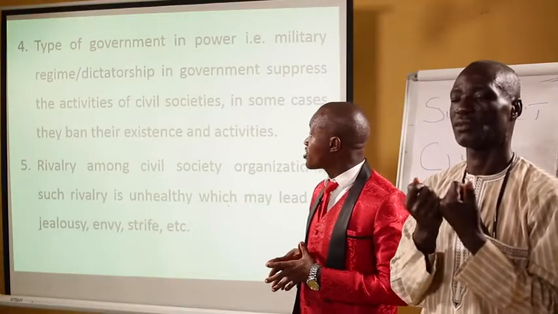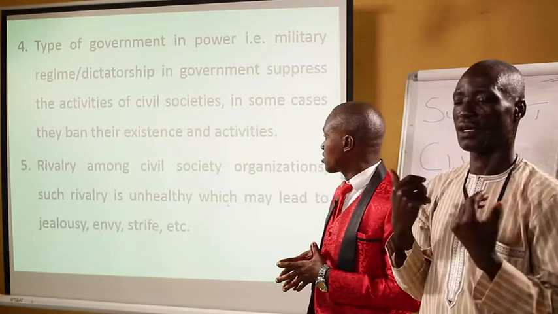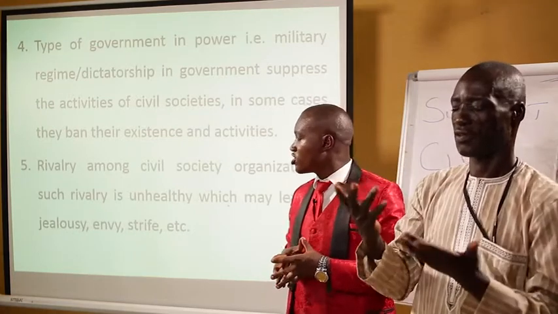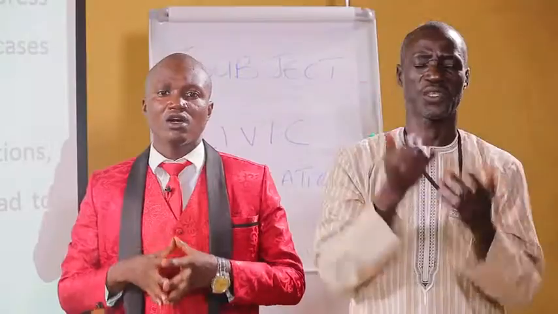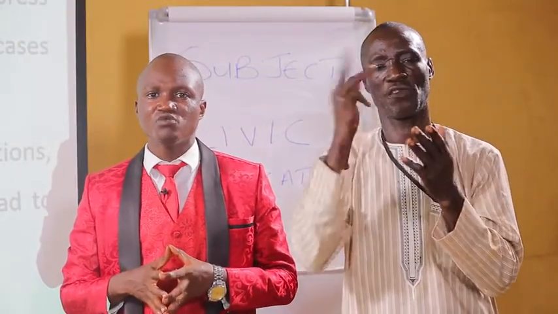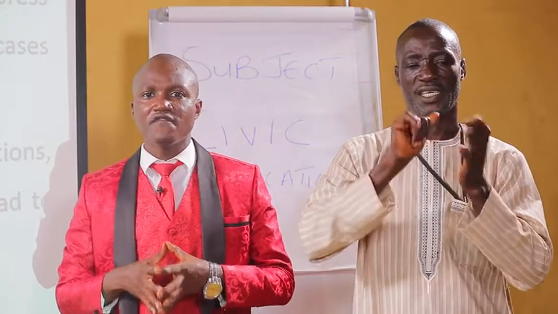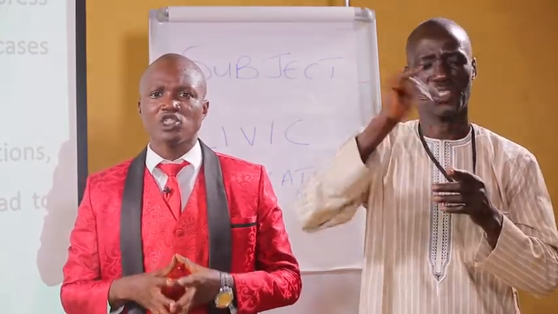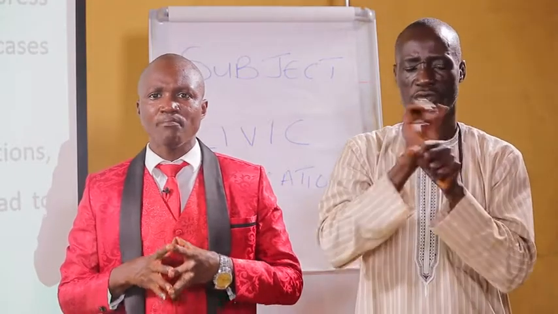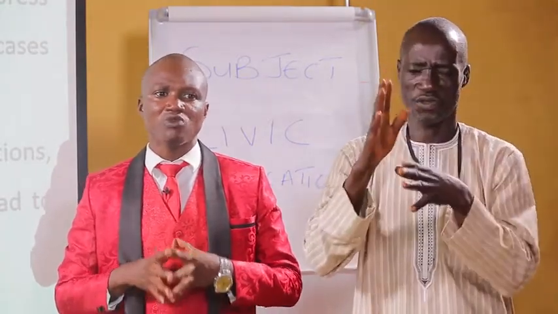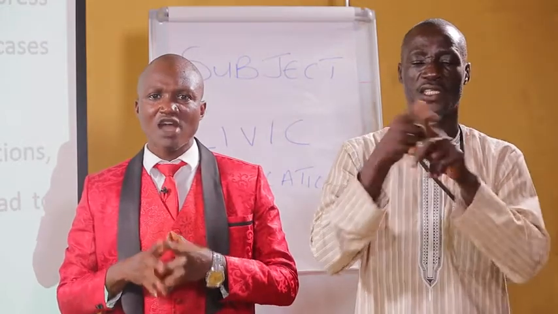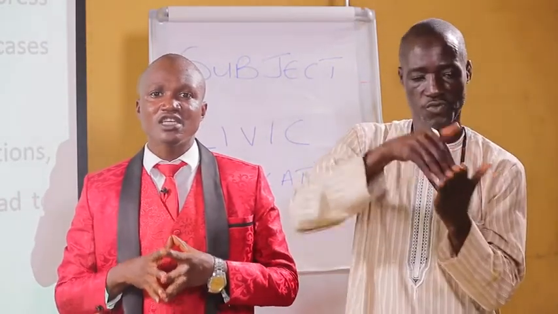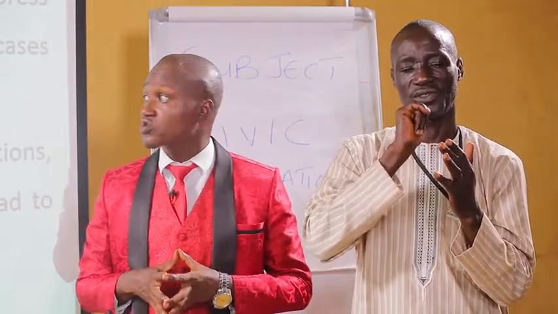Number five, rivalry among civil society organizations. Such rivalry is unhealthy, which may lead to jealousy, envy, strife, etc. A lot of civil societies are competing with each other, and you discover there is envy, there is jealousy, and there is strife. They are supposed to work together. They are supposed to cooperate and work as one body, as one entity, as one family. But you discover there is rivalry, there is competition, and this has led to the ineffectiveness of civil societies.